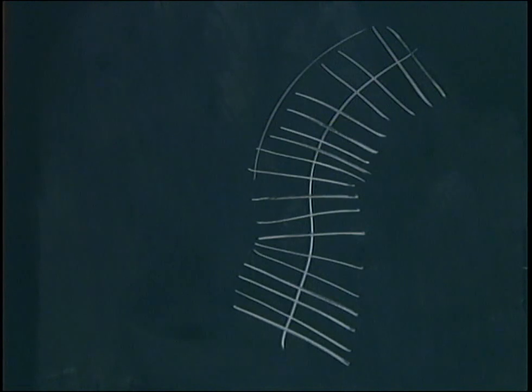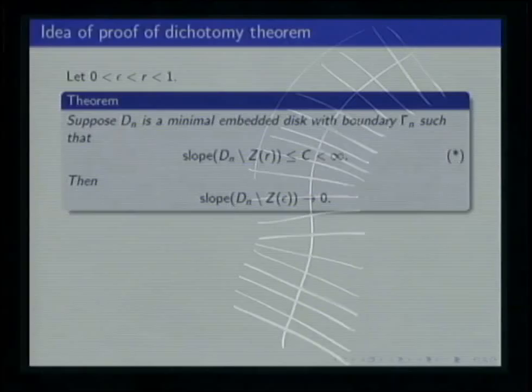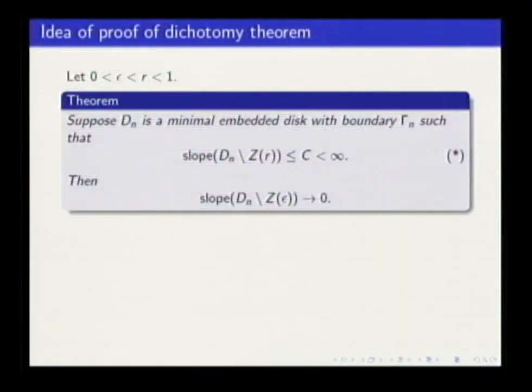Okay. So what's the idea of the proof? I've just restated the theorem here. So you have a sequence of disks in this cylinder. The slopes way out at the boundary are controlled. And then the claim is the slopes have to be going to zero, if you're just a little bit away from the z-axis. Okay, so we want to prove that.